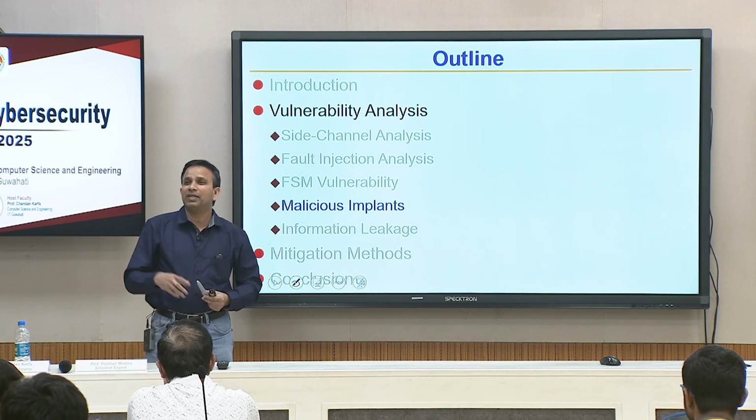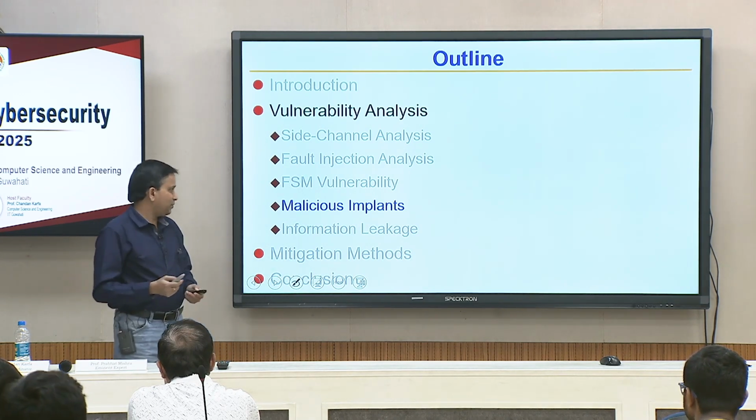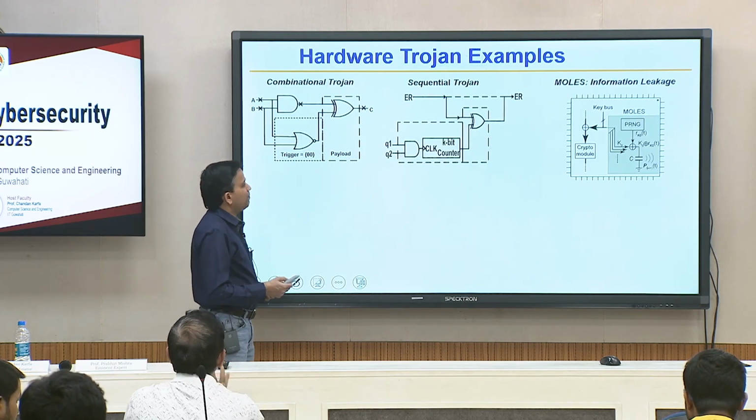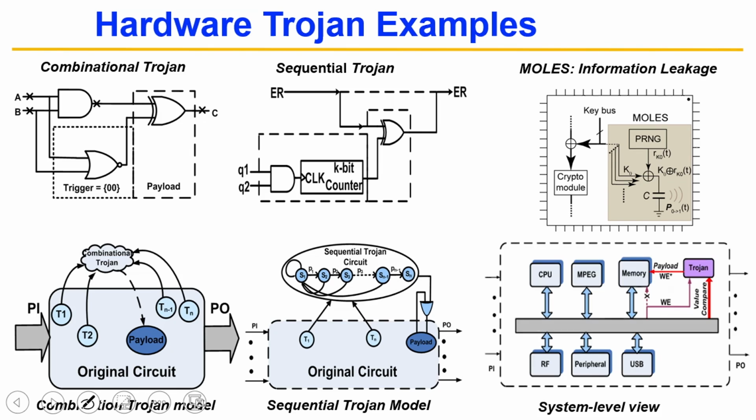Malware for software. Who can say what is the synonym in hardware? Hardware Trojan, right. So, for the malicious implant, for the hardware, we kind of looked at it. There are different types of Trojan. This is combinational, this is sequential, this is information leakage, and so on and so forth. That is a system level Trojan.